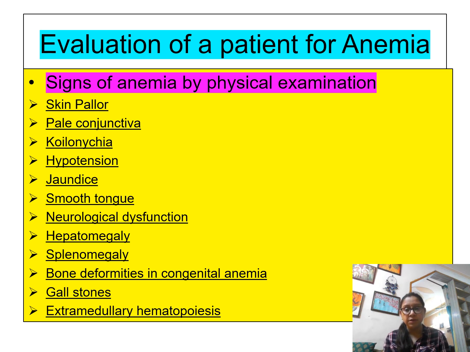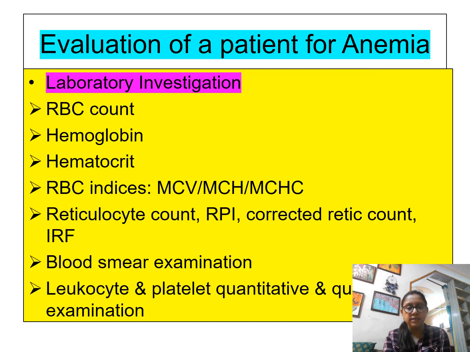Then when you examine the patient, physical examination में, how you see anemia, you have to look for skin pallor, pale conjunctiva, koilonychia, hypotension, jaundice, smooth tongue, neurological dysfunction, hepatomegaly or splenomegaly, any bony deformities in congenital anemia we can get. Gallstones also appear, extramedullary hematopoiesis. So these are the signs of anemia which we can note by physical examination.